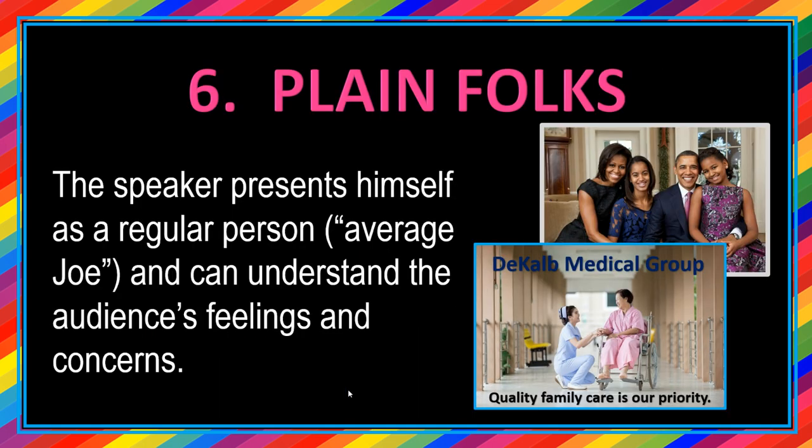Then we have plain folks. This is the speaker presenting himself as a regular person, an average Joe. So they want to say that I can understand your feelings because I'm going through the same ones. They're trying to relate as just a regular person. If we see a picture of the Obamas, they were a family in the White House, but they're trying to show that they're just a regular family like everyone else. For this medical group picture, it says quality family care is our priority. So they're trying to focus on the fact that they have families and they're going to care about your family as if they're their own.